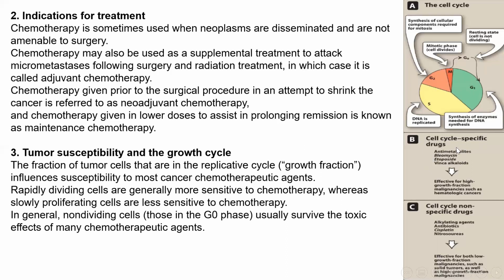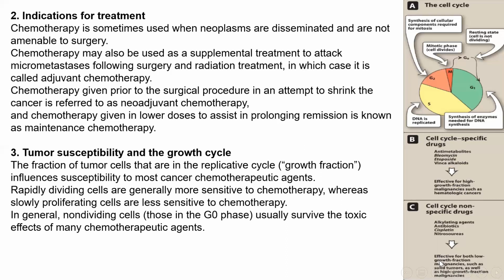So this leads to two major terms in our lectures, cell cycle-specific drugs and cell cycle non-specific drugs. Here we have many examples such as antimetabolites, bleomycin, etc. But these are effective for high growth fractions, when we have a high number of actively dividing cells. So here it is important to use cell cycle specific drugs in order to treat this cancer.